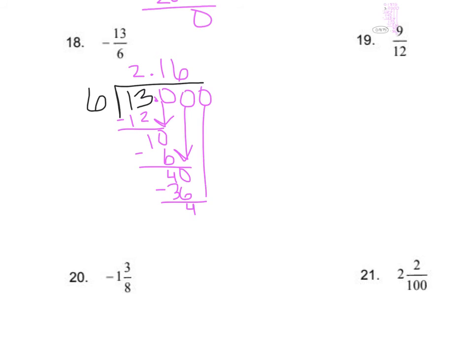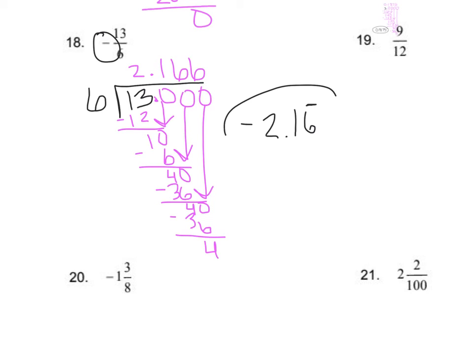Bring down another 0. Get 40 again. 6 goes into 40 6 times. 36. So our remainder will always get us a 4. So we know our final answer is 2.16 with the bar over the 6 saying that it's repeating. Don't forget our original problem had a negative, so we need to turn this into a negative. And that's our final answer.